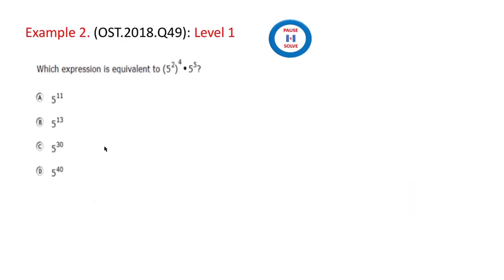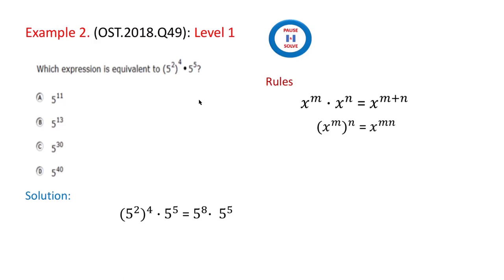Example number 2, again, is level 1. Which expression is equivalent to this? So that's 5 to the power 2 to the power 4 times 5 to the power 5. First, I will do 2 times 4 here, 8. So I used this rule. And then 5 to the power 8 times 5 to the power 5. 8 plus 5 is 13. That's 5 to the power 13. I look for it here, and I find it right there. That's it.